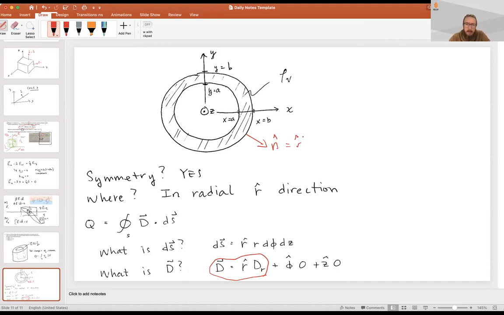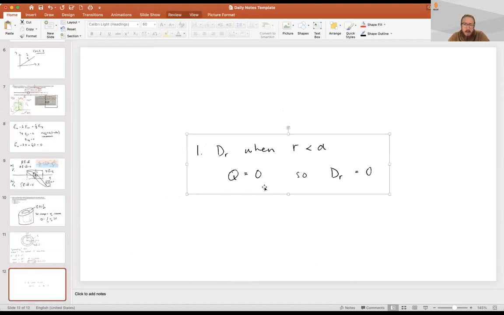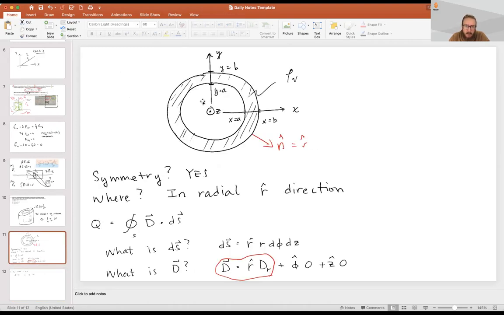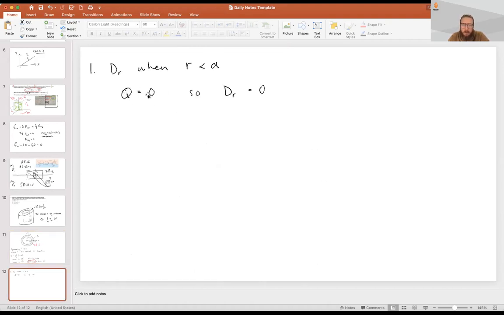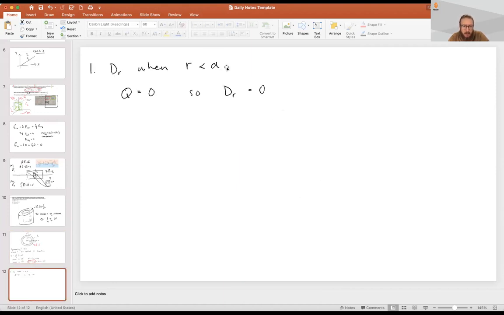And then we have a couple of different regions that we should consider. So we should find the D for all these different regions. When r is less than a and we're in the center, there's no charge in there. So without even doing the integral, we can realize that there's no charge contained inside here, and so D will be equal to 0 and the electric field would be equal to 0 inside there.